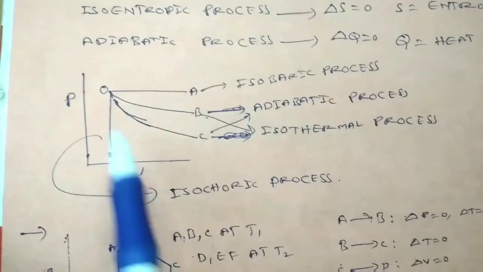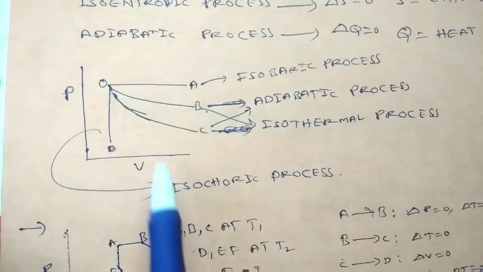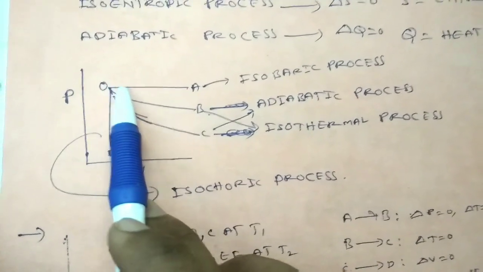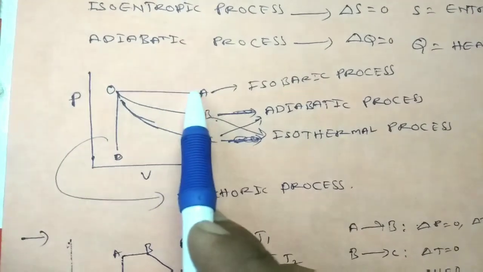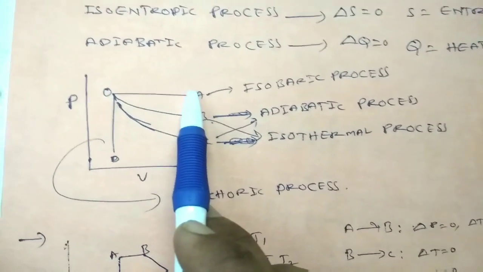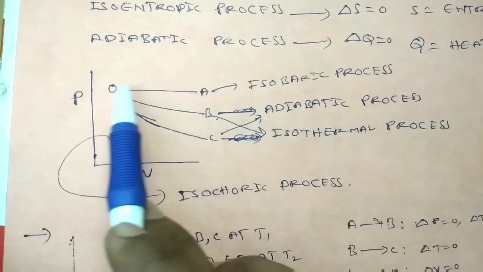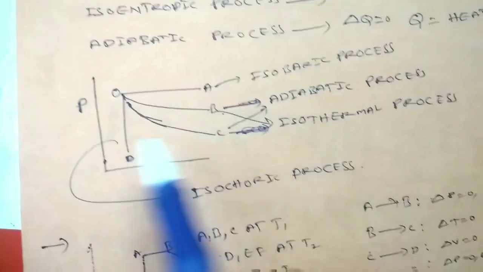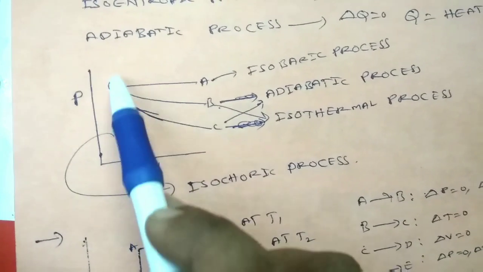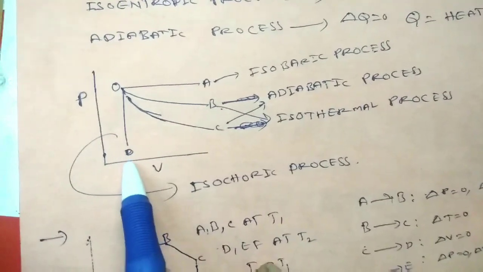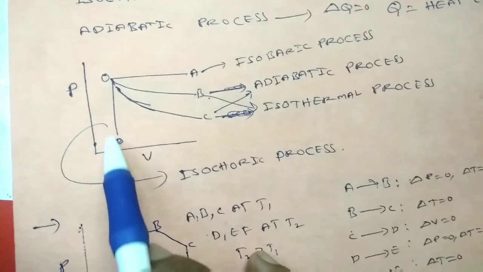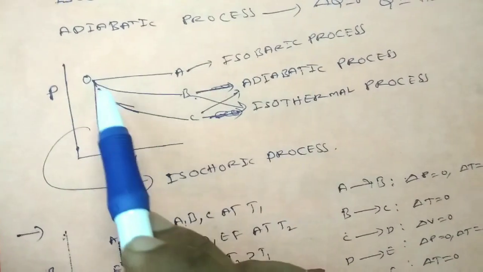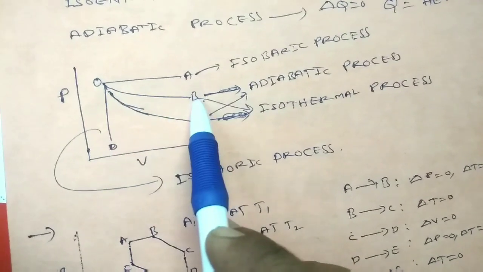See here, I have taken a P versus V graph. Constant pressure is a horizontal line, along which the pressure is constant. So the OA process represents the isobaric process. Then OD: here the volume is constant, so this line represents the isochoric process, whereas OB is the isothermal process.